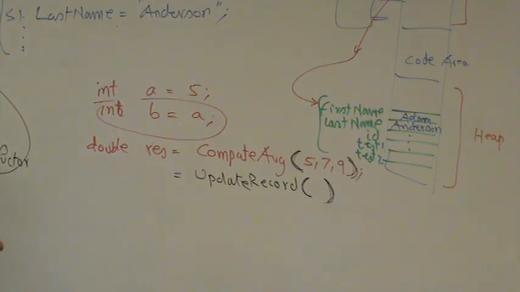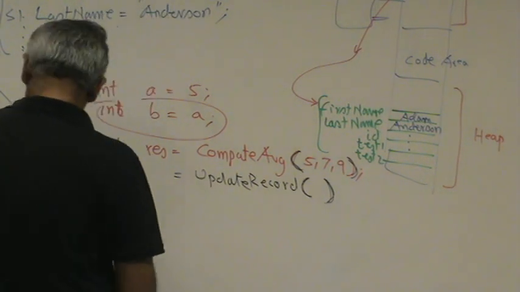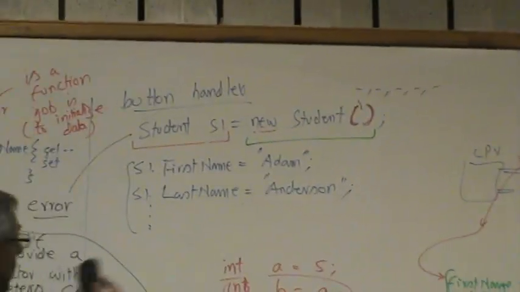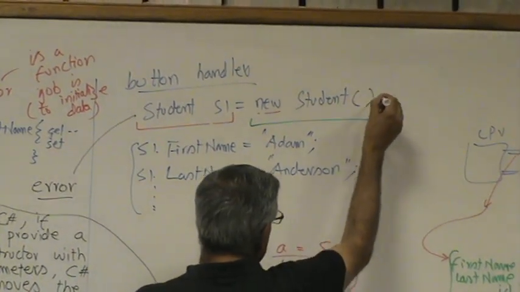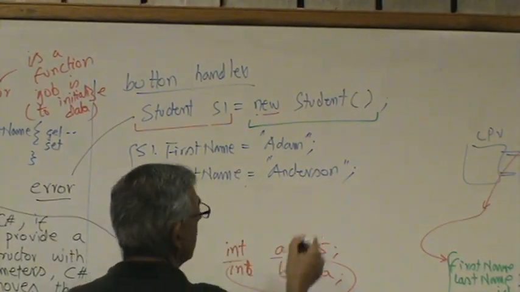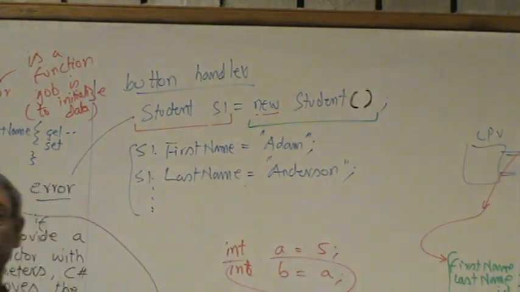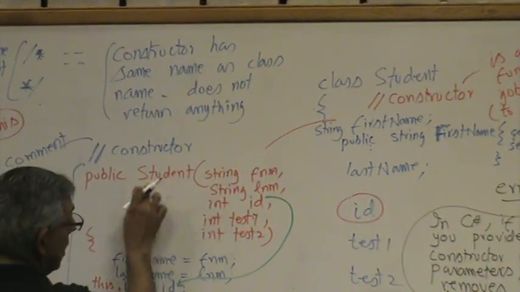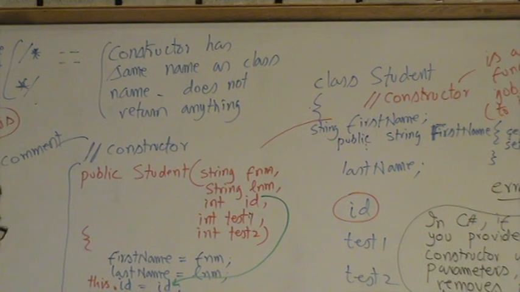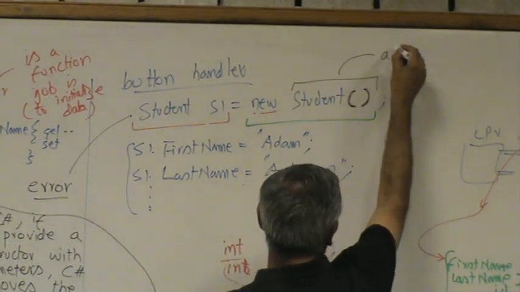So same way, take a look at this line, student S1 equal to new student. Do you see over here? We always write it like this, or with some parameters over here. So what does this mean? We are calling some function. Which function are we calling? Constructor, because the constructor has the same name as the class name, right? So this part always calls the constructor.